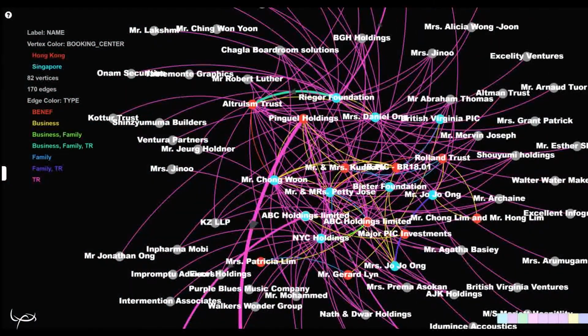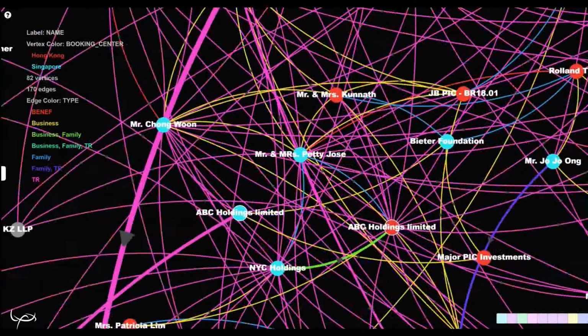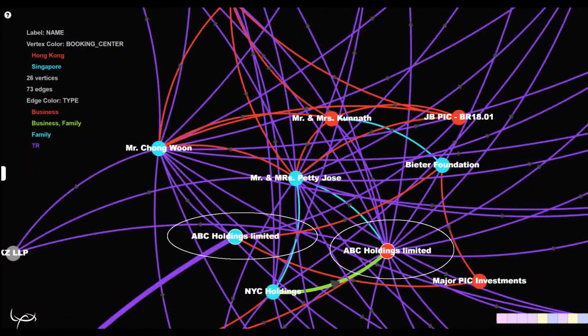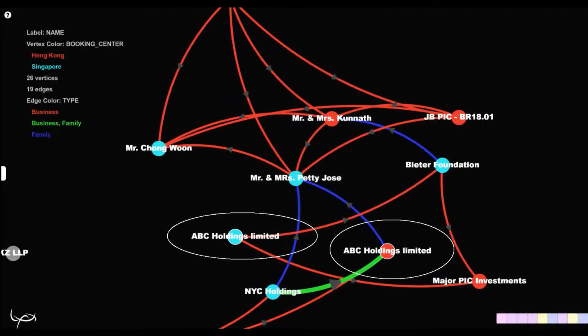Let's take a look at a real-life scenario. Imagine your team has discovered two client accounts, both under the name of ABC Holdings Limited. However, one is with an offshore center in Singapore and the other in Hong Kong. In order to determine whether these accounts are related to each other, or rather two separate entities having the same name by coincidence, we will need to look at the possible relationships within their transactions.